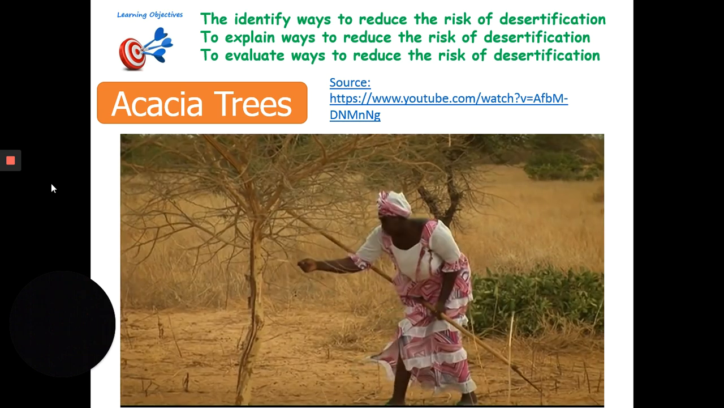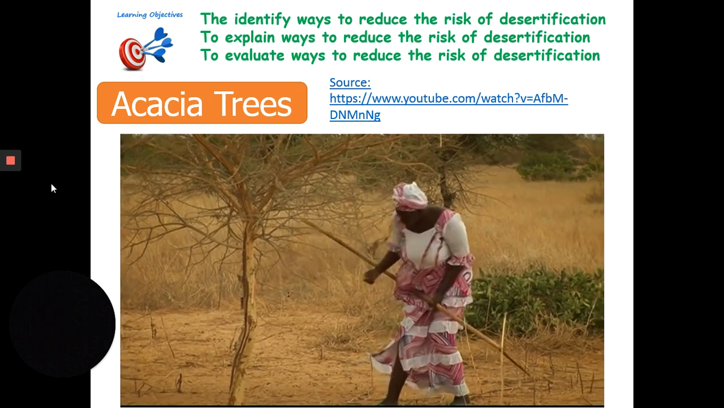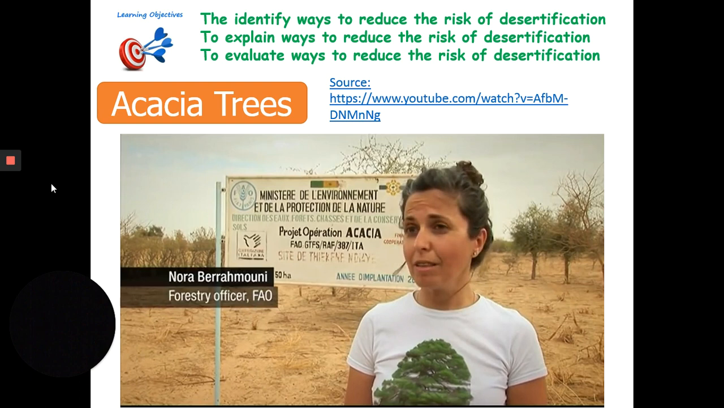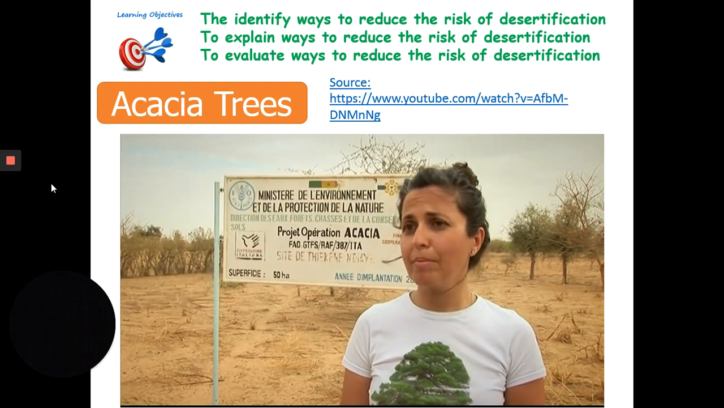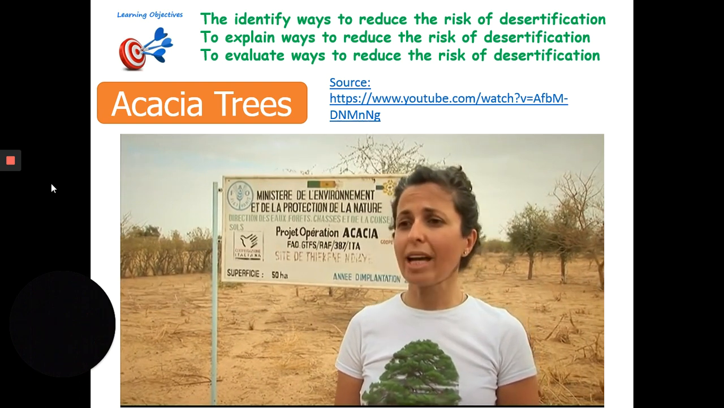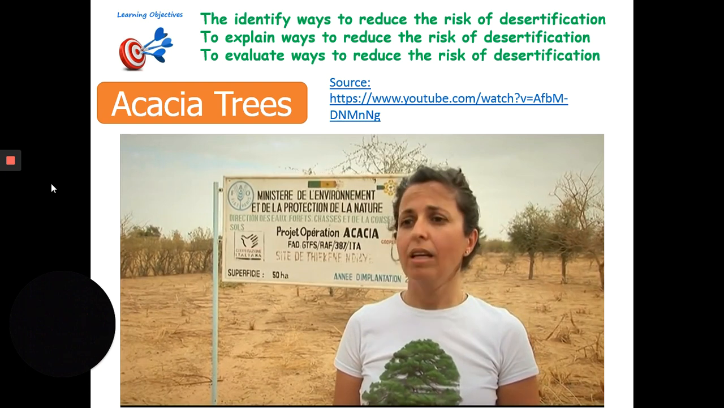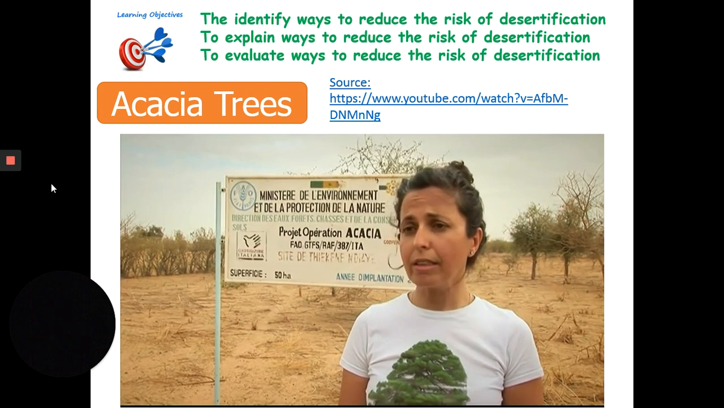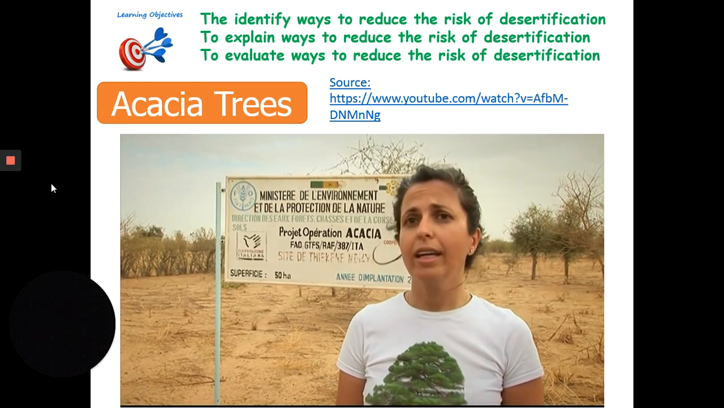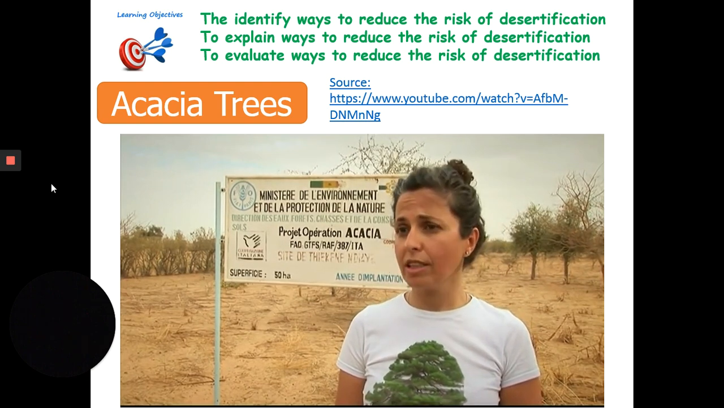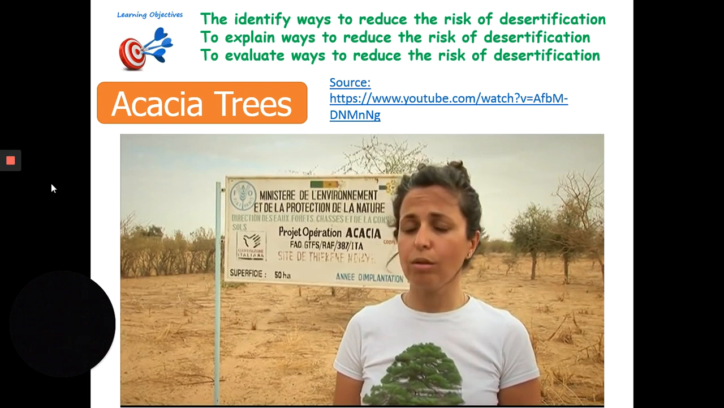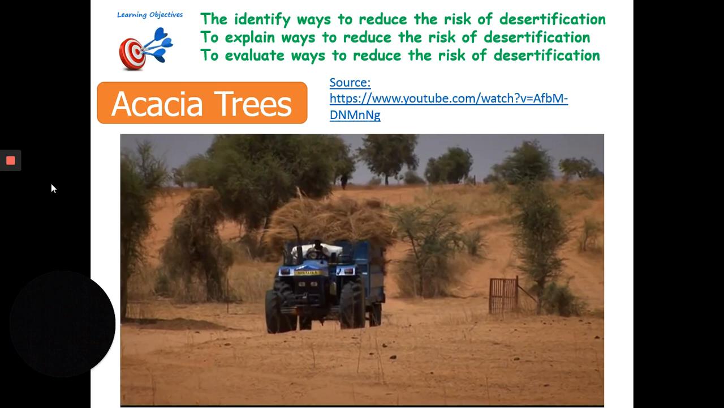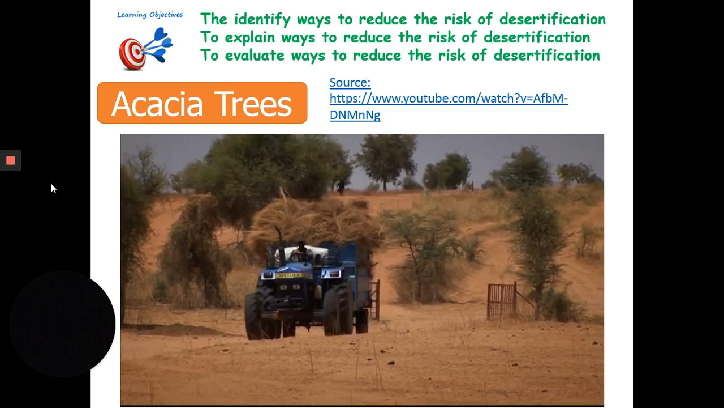Acacia is a good choice for the project because it is a native tree, so we are not altering biodiversity. It's a tree which has many benefits. It feeds the soil, so it restores its fertility. It is a shelter for crops. It is also providing gum arabic, which has an international market and is good for the economy. It also provides fodder for livestock and also food for the local communities.